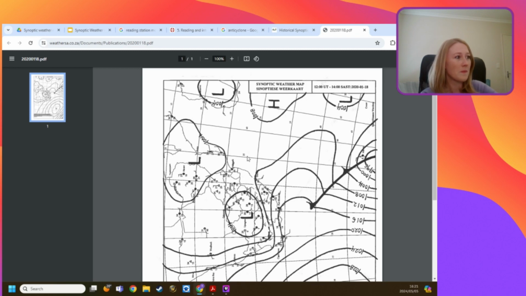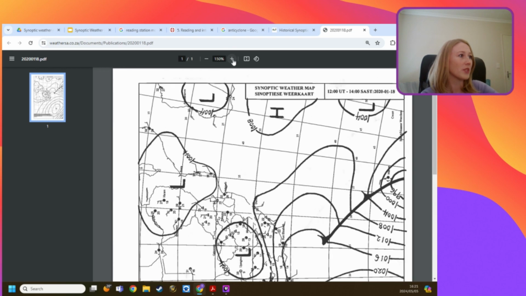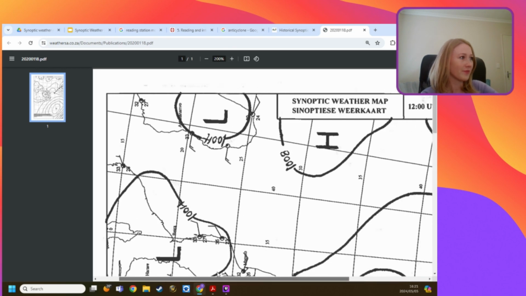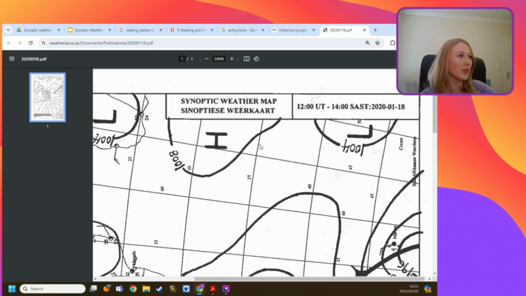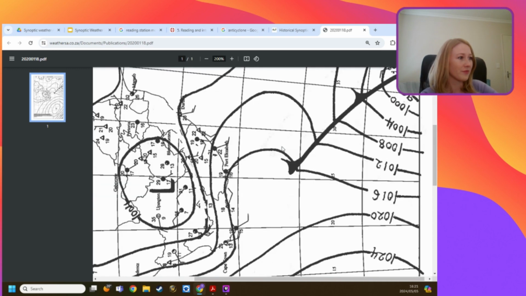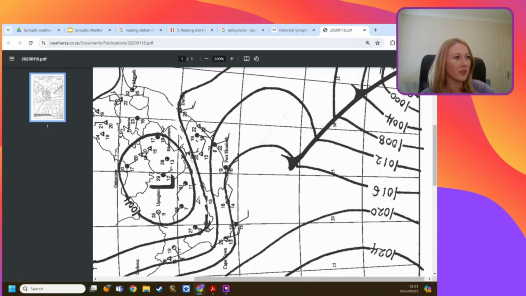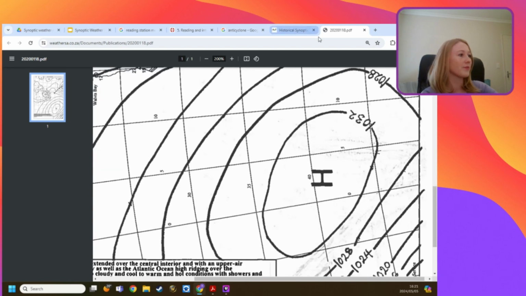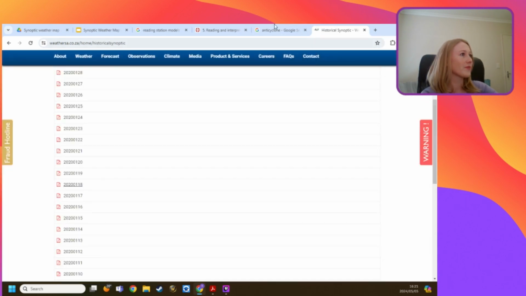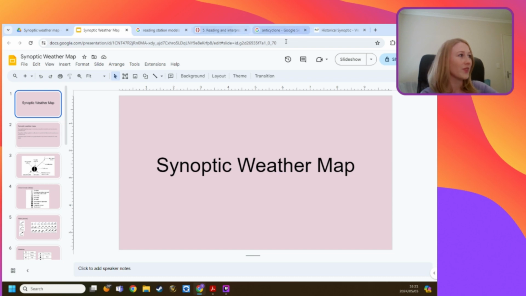There we go. Okay, so up here, there you can see the time and the date that this was recorded. And here you can see all the little station models that tell you about the weather at that location. I know it's rotated, that's why we're not going to use this one.